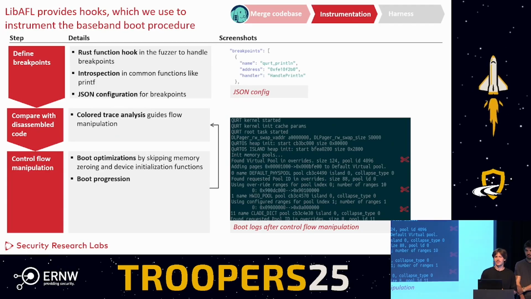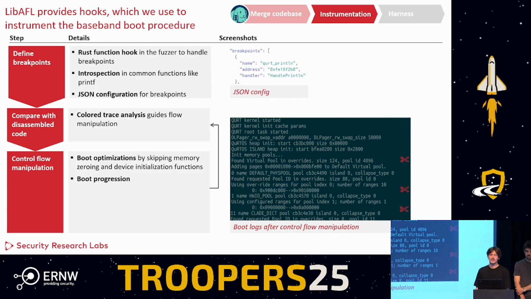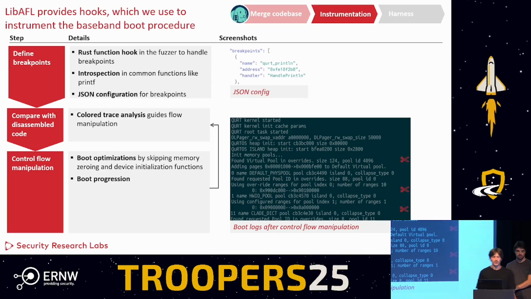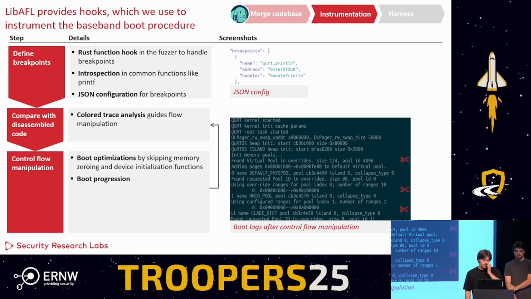We also added some JSON configuration, so you don't really have to recompile all the time. It gives you a much more dynamic trial and error approach. And then basically with this config, with this tool, we worked on progressing the boot to the state where we currently are.